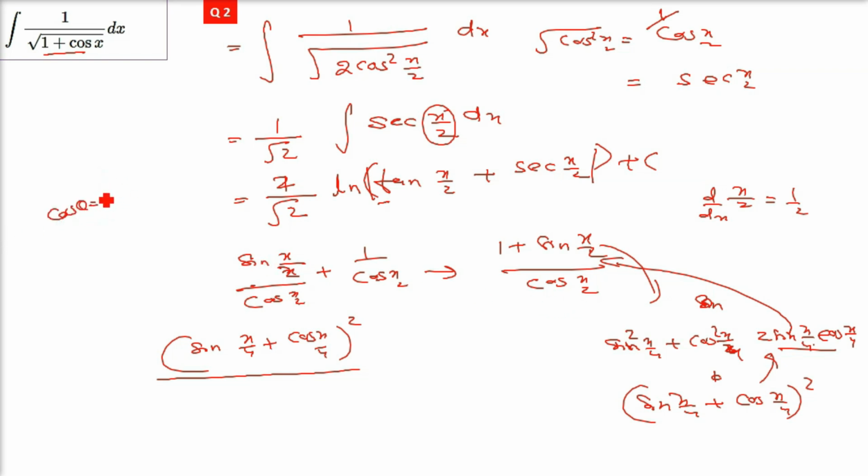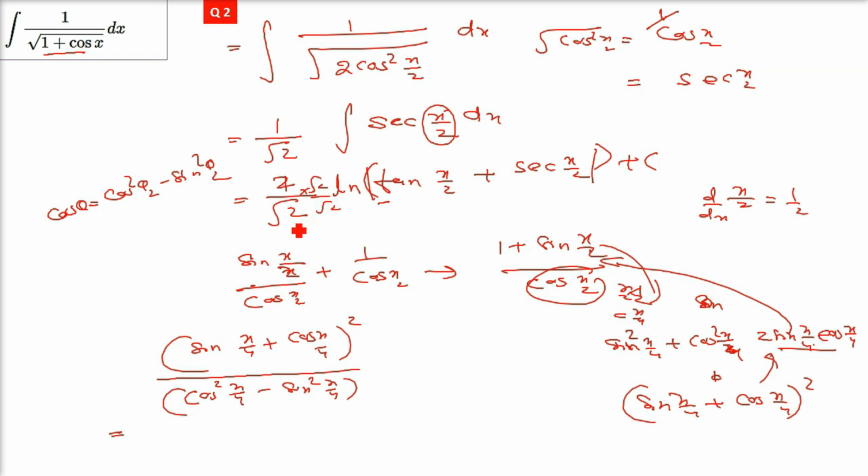What is cos x? You know it. It's cos square theta by 2 minus sin square theta by 2. So cos theta is cos square theta by 2 minus sin square theta by 2. This is simply a square minus b square, and it can be written as a minus b into a plus b. So cos x by 2 is cos square x by 4 minus sin square x by 4, since half of x by 2 is x by 4. Now this is a square minus b square, a minus b into a plus b.